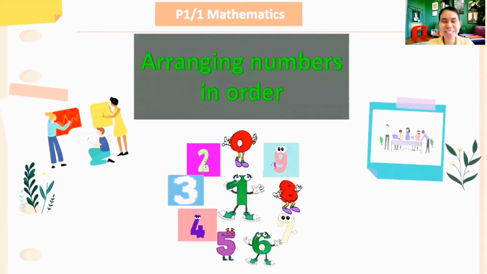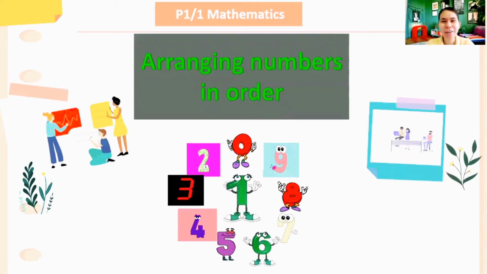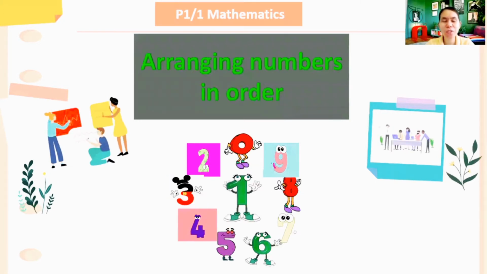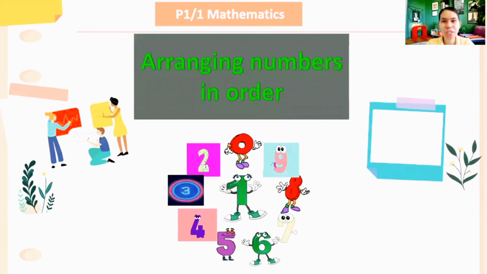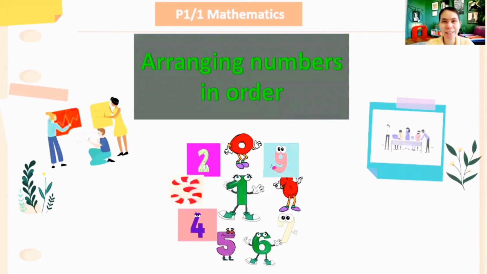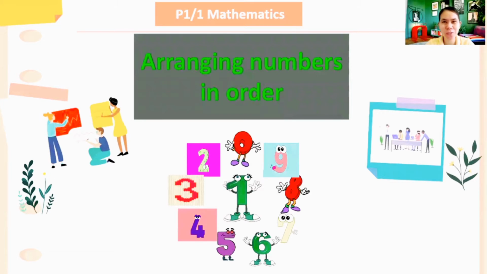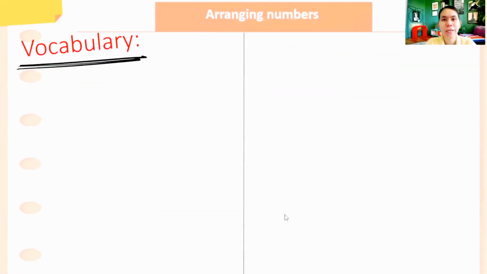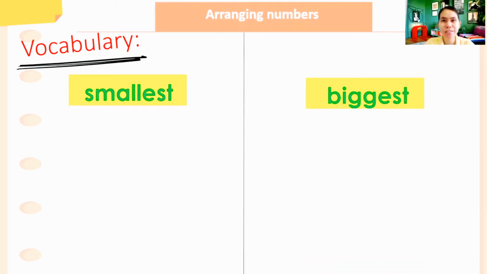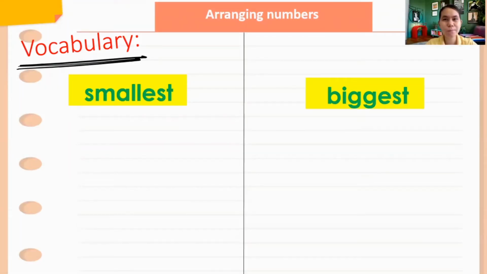You're good, that's great. By the way, for today's discussion, we are going to talk about arranging numbers in order. In arranging numbers, we are going to remember these two words. First, smallest. Second, biggest. Here are the examples in finding the smallest number among the other numbers.